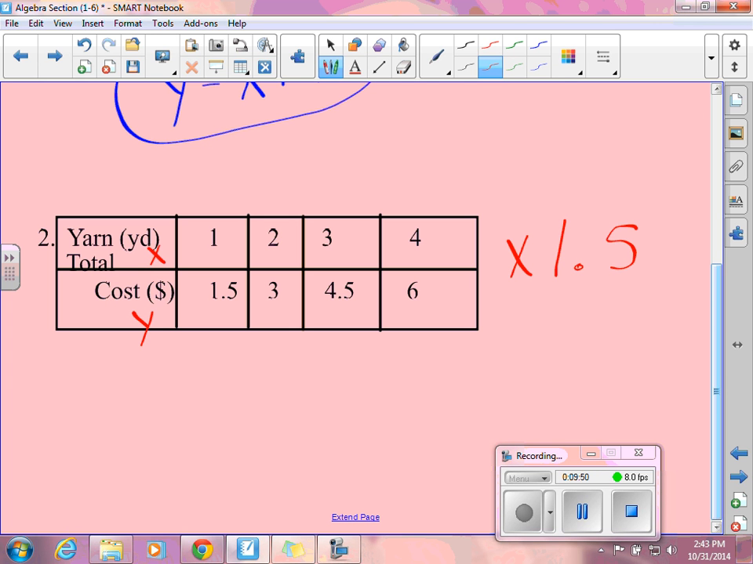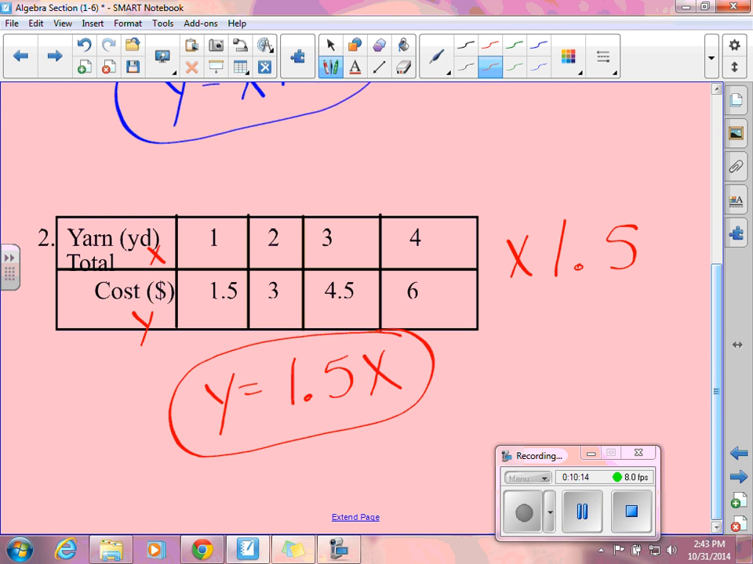So y ends up giving me 1.5x. Right? Notice that I didn't use a multiplication symbol there. You don't need to. We want it in simplest form. So we're not going to use parentheses. We're not going to use a dot. We're not going to use an X, of course, or star. You don't need it. So it's just 1.5x, and that is my rule or my equation. Okay.